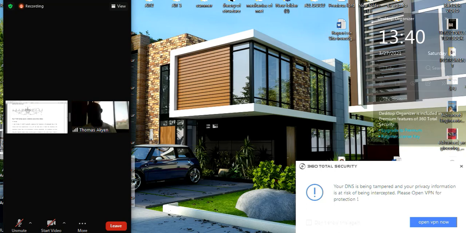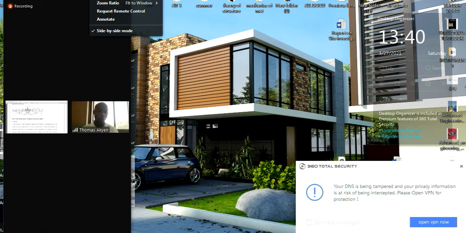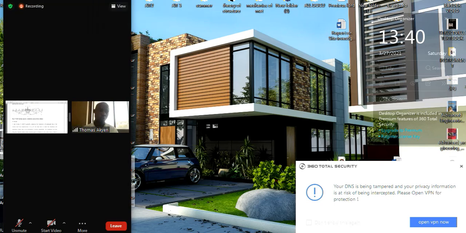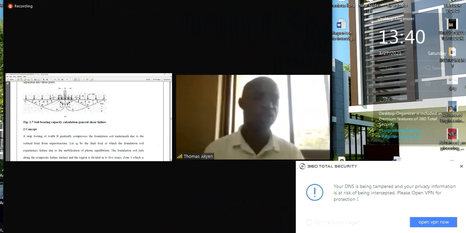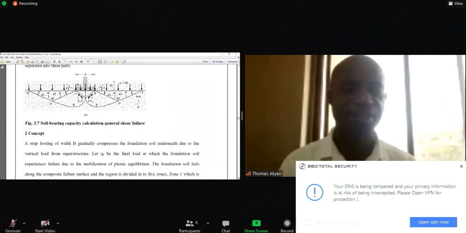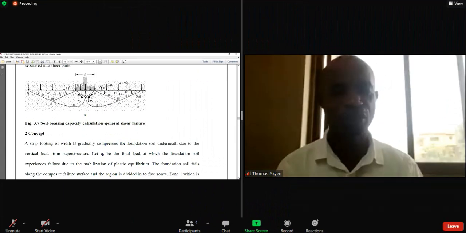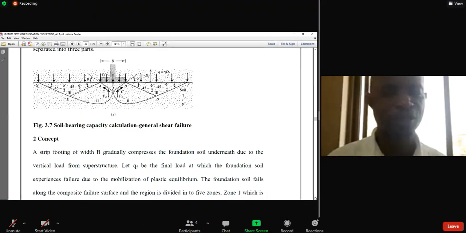On the bearing capacity of foundation, how to design foundation. Today we are going to look at some of the calculation aspects, then we will also continue from there. A strip foundation of width B gradually compresses the foundation soil underneath due to the vertical load from the superstructure.